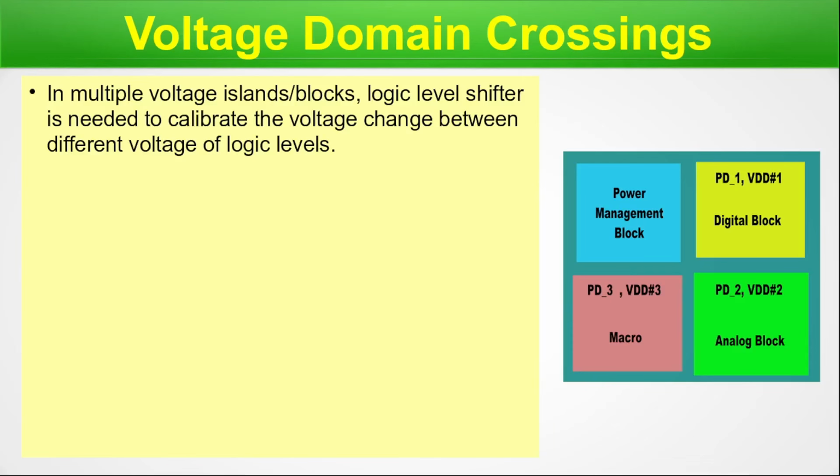Here, the power management block controls the power distribution among PD1, PD2 and PD3. And if any signal is traversing among the three, that is PD1, PD2 and PD3, those signals have to be taken care of and go through the desired voltage level shifters.